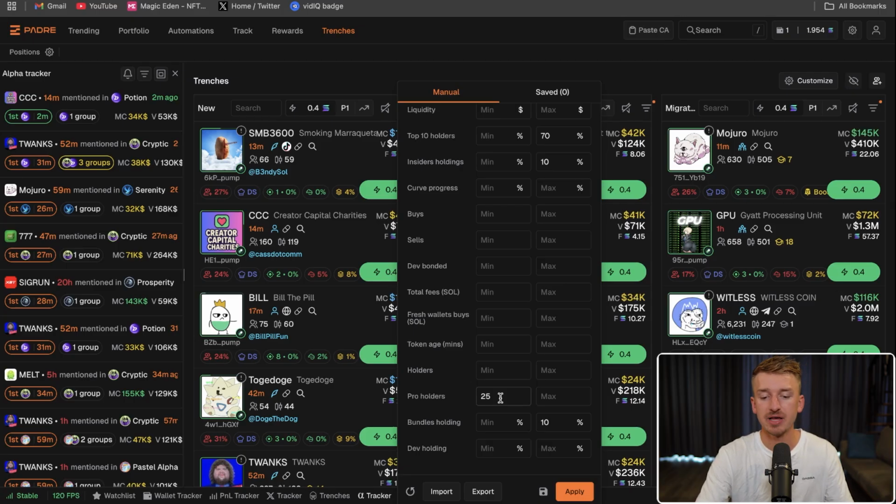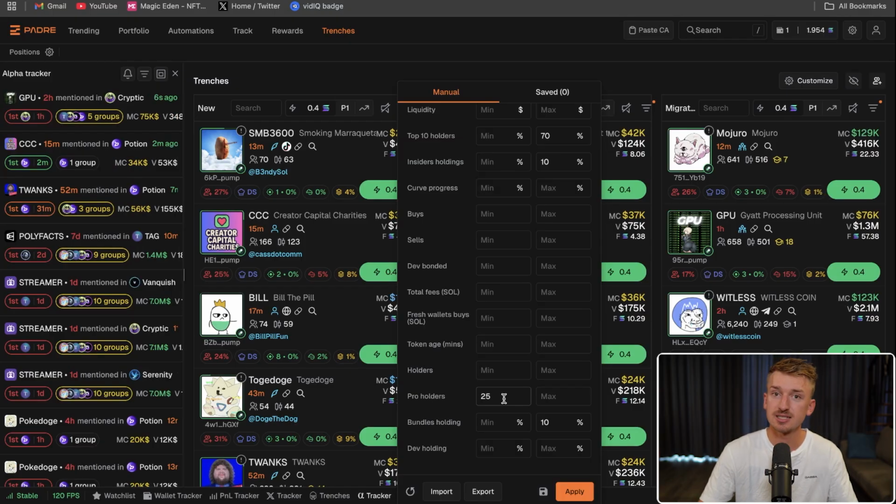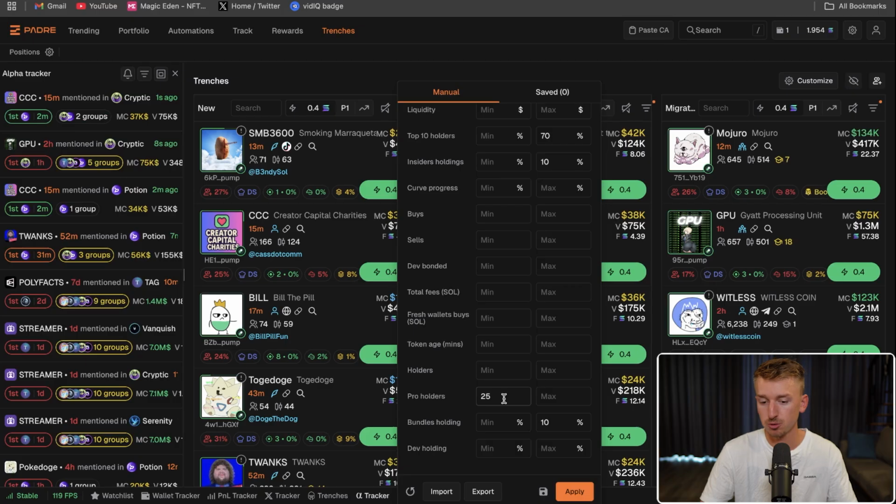And then I have a minimum pro holders at 25. The difference between holders and pro holders, which I really like, is that holders is obviously just any holder. Pro holders are holders using a trading bot, so for example, Padre, Axiom, Bullx, Trojan, etc. So these are less likely to be botted and fake holders and more likely to be actual true traders.